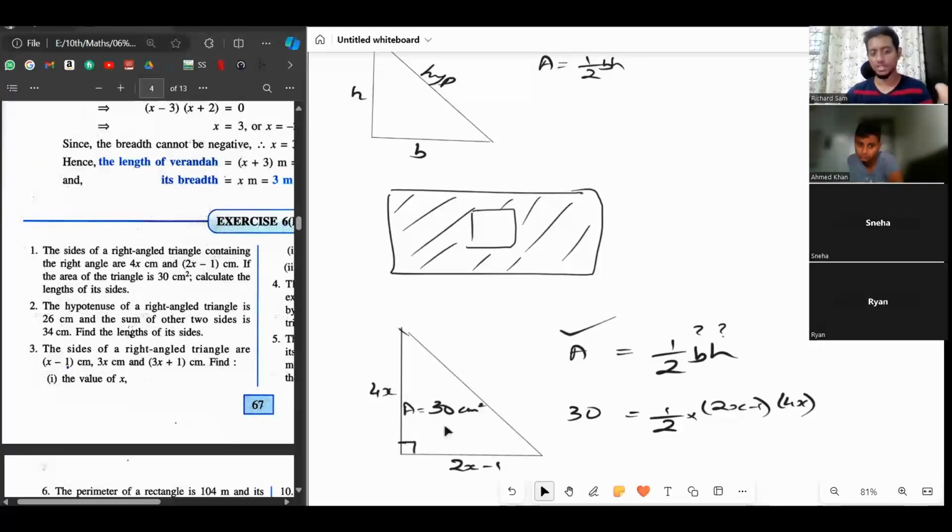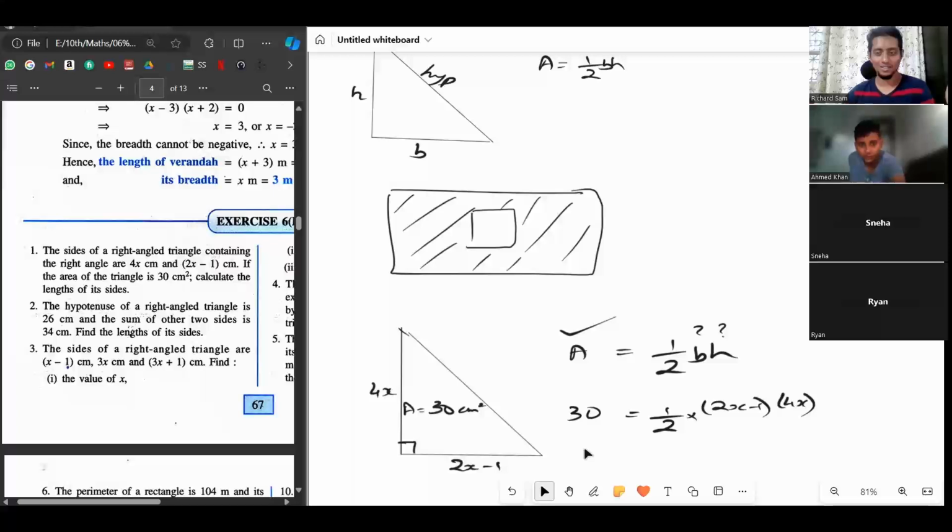Oh wait, before going to the next. So here after you get x, it's not over. The question is what? Calculate the length of its sides. So after you get x, you can find what is 4x. You can find what is 2x minus 1. And then you have to find the hypotenuse. How do you find the hypotenuse? You use the Pythagoras formula and find the hypotenuse.